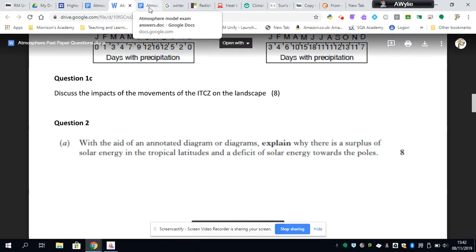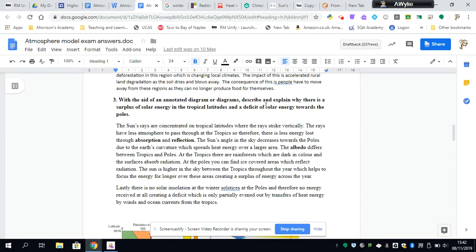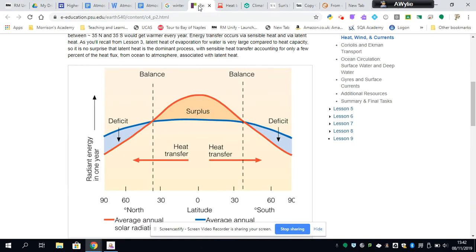There is a model answer for it if you want to look in the model answers, and you can see it here as written down. Now, you may very well get a diagram that looks a little bit like this, which shows you that there is a surplus of heat around the equator and between the two tropics, and then there's a deficit of heat north and south of the tropics. If you want more information from your textbook about this, pages 17 and 18 about energy receipt help explain some of these concepts.